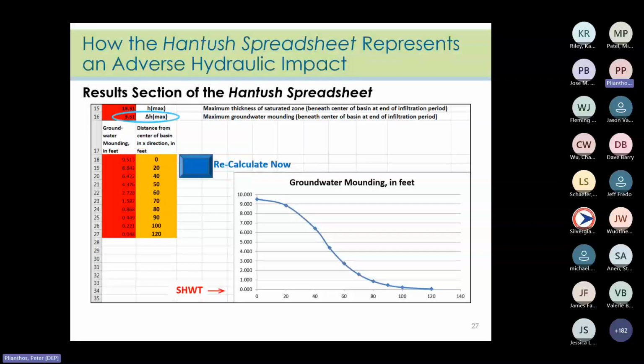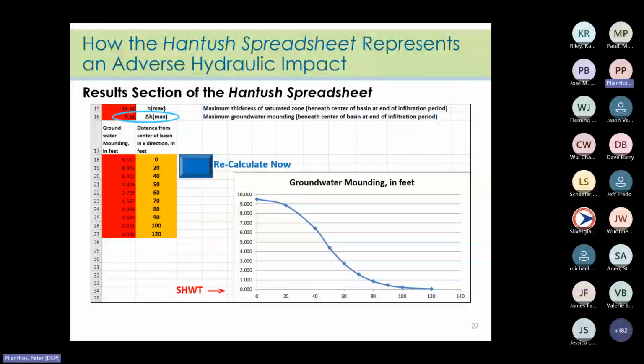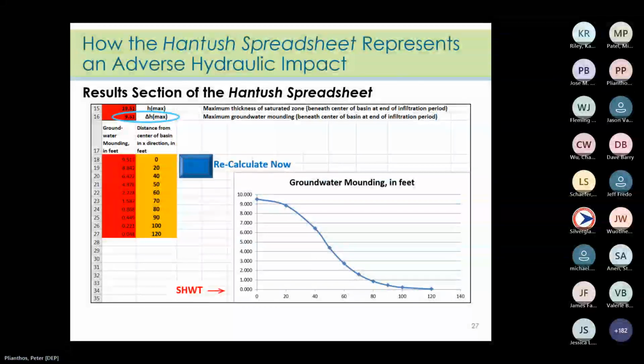If you click on the dark blue Recalculate Now button and the results show delta H max in the area I have circled is larger than the distance from the seasonal high water table to the bottom of your BMP, you won't be able to tell just by looking at the graph. In this case, the seasonal high water table is 8 feet below the bottom of a basin that is 90 feet in length. The height of the mounding is calculated to be 9.51 feet. The plot by itself looks normal, but is it?